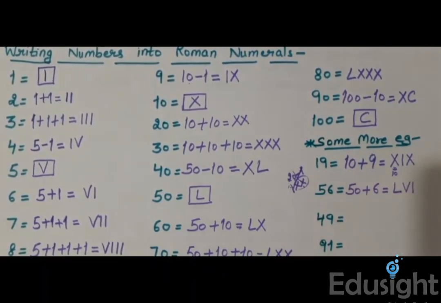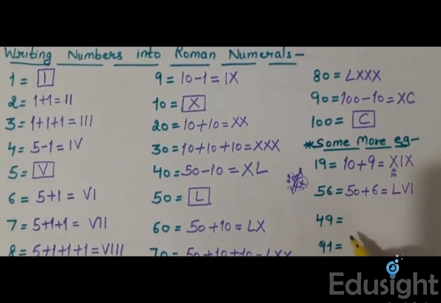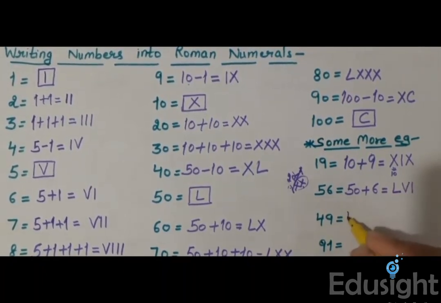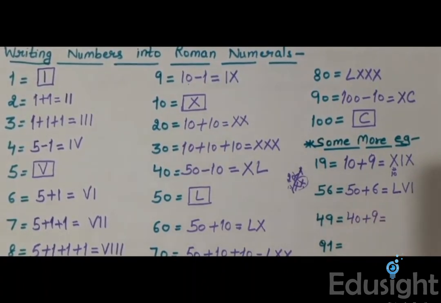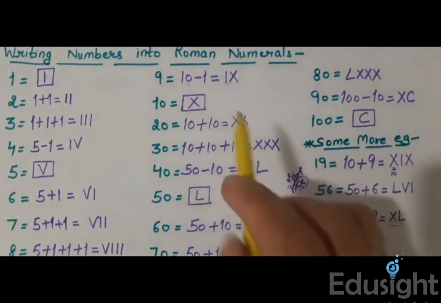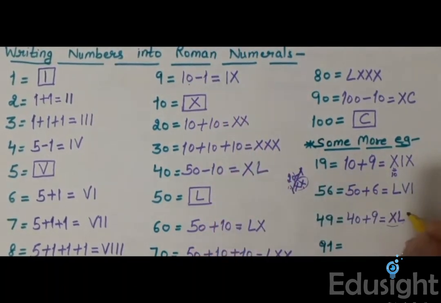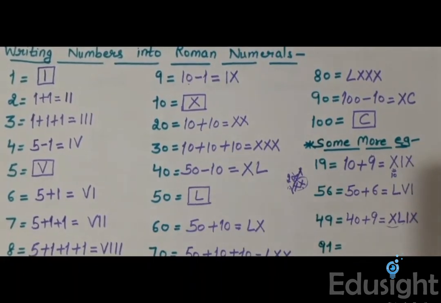Now come to 90. X cannot be repeated more than 3 times. So we will make use of 100. 100 minus 10. Right? Subtraction is there. So the symbol for 10 will be written on the left hand side of the symbol for 100. X, C. Got it? For more understanding, let us discuss some random examples.